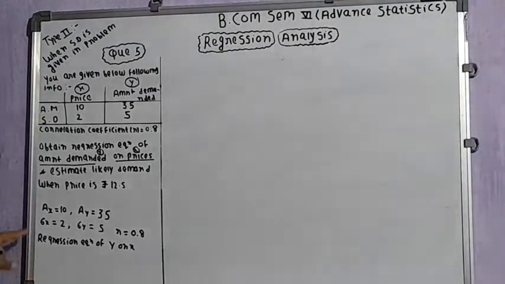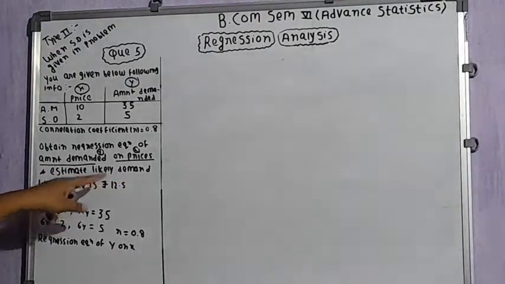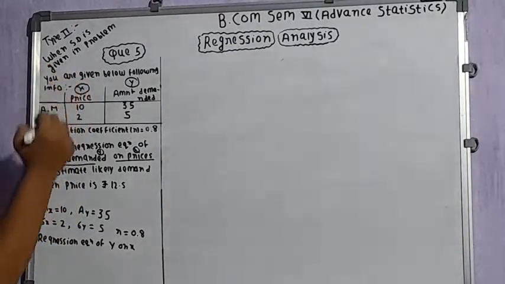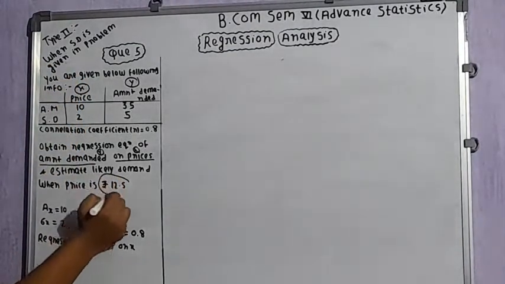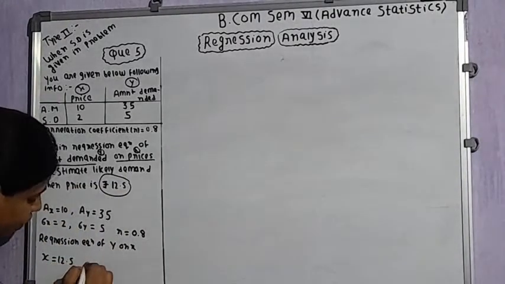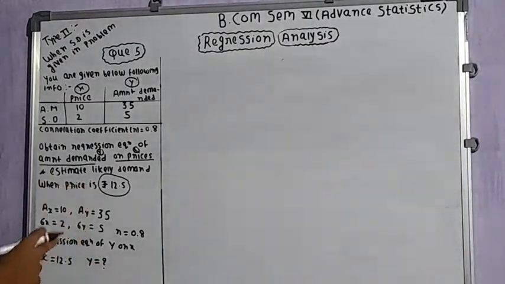Okay. And estimate likely demand when price is 12.5. Price is being denoted by X, means X is given, that is 12.5. So we have to determine the value of Y when X is 12.5, means the value of the likely demand when the price is given in the question. So this way we have interpreted the question. We have denoted what has been given in the question and what we have to find out.